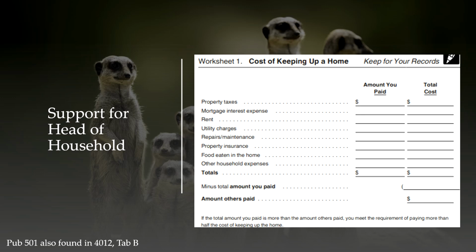And then there's a column for the amount that our taxpayer paid, and of course a column for the total cost. And then down below that, you have a comparison of how much the taxpayer paid to the amount that others paid to help you determine whether or not the taxpayer contributed more than 50% of that support in order to qualify to file as head of household.